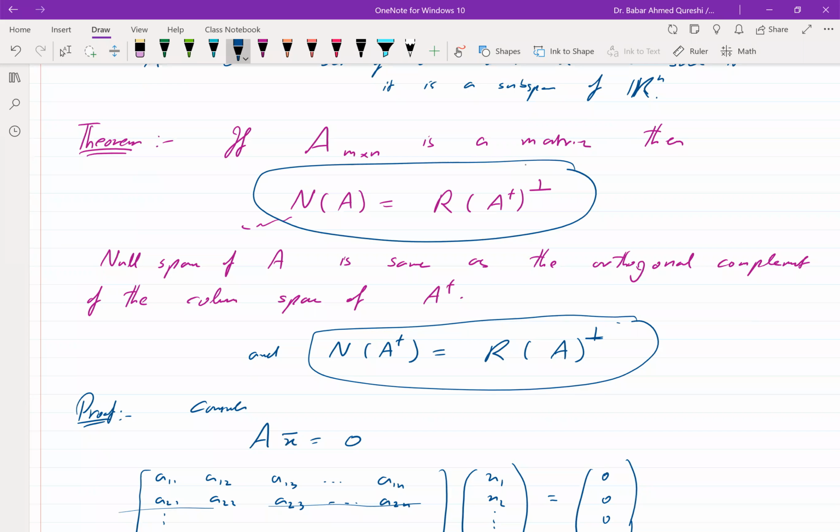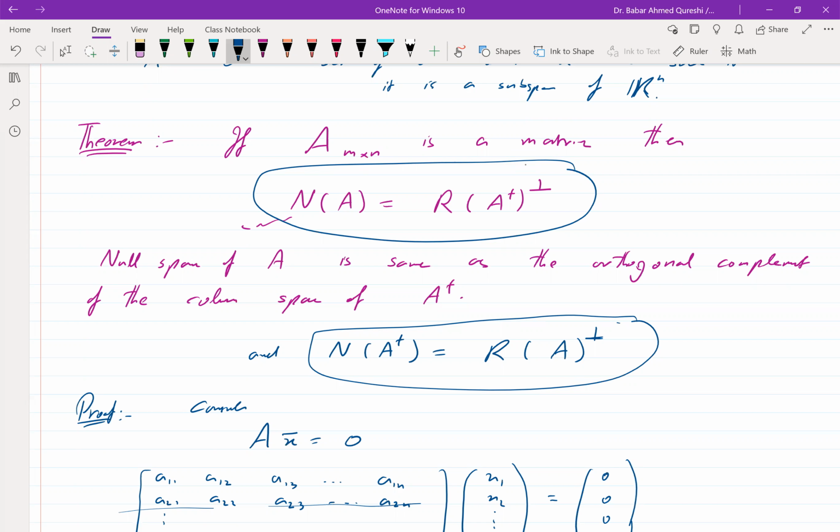It says that the null space of A is orthogonal to the column space of A transpose, but it's actually saying it contains all the vectors which are orthogonal to the column space of A transpose. There are no other vectors. So the null space is actually the orthogonal complement of the column space of A transpose.